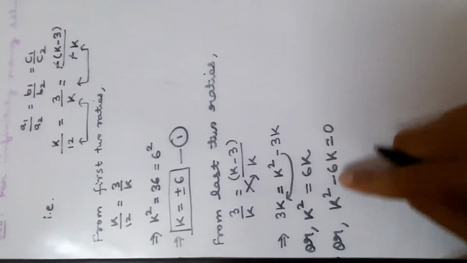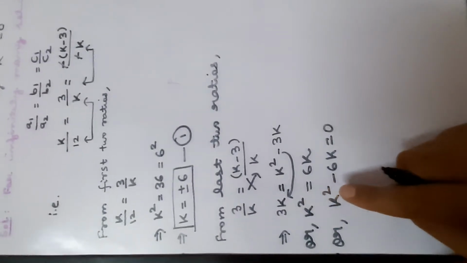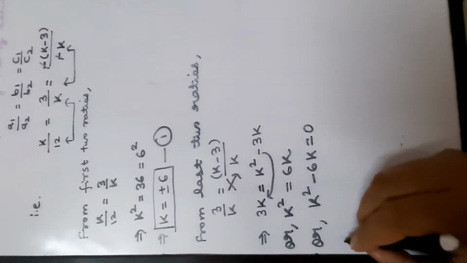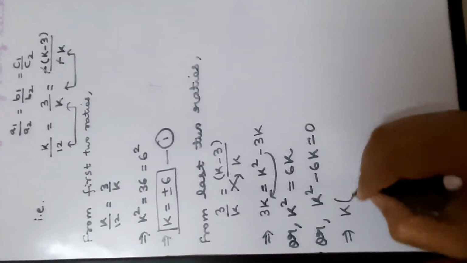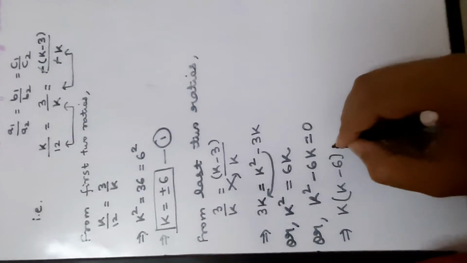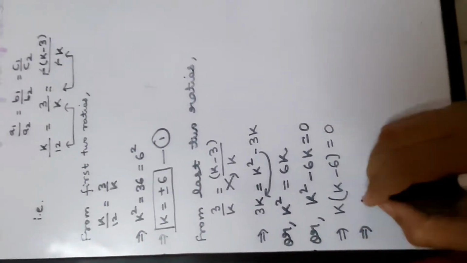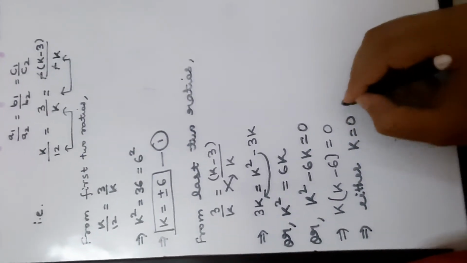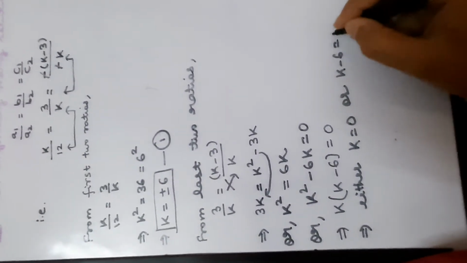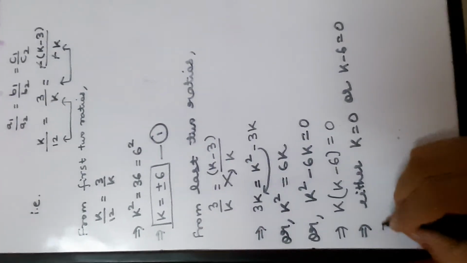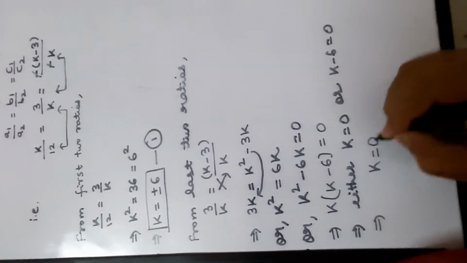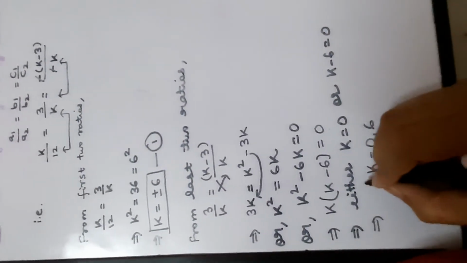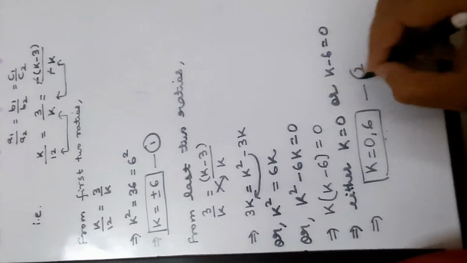Now you know this equation is of degree 2, and we have learned in quadratic polynomials that a polynomial of degree 2 gives us two zeros. So this means taking k common, k into k minus 6 equals 0. So this implies either k equal to 0 or k minus 6 equal to 0. Yes. So this means k equal to 0, and k minus 6 equal to 0 will give you plus 6. So from here you are again getting two values.